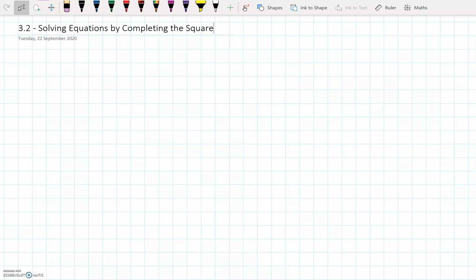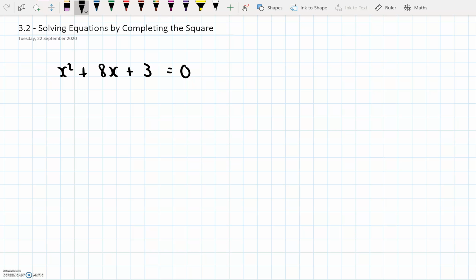Okay, so what we're going to do now is use completing the square to solve quadratic equations. This is combining the last two things we have learned. So, for example, if you have x squared plus 8x plus 3 equals 0.